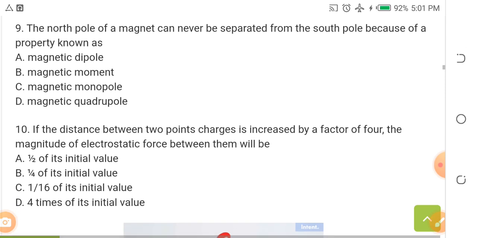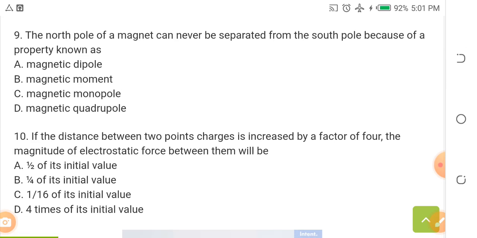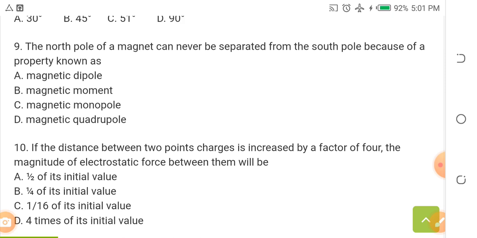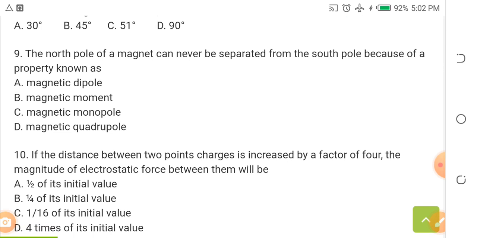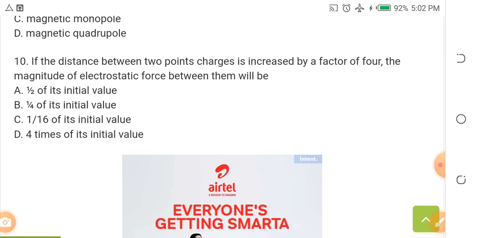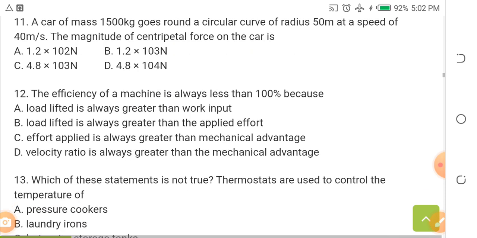Are you with me? The North Pole, look at question 9. The North Pole of a magnet can never be separated from the South Pole because of a property known as dash. A, magnetic dipole. B, magnetic moment. C, magnetic monopole. D, magnetic quadrupole. The answer actually is A, magnetic dipole. You can go and read them up. Let's look at this question, please.